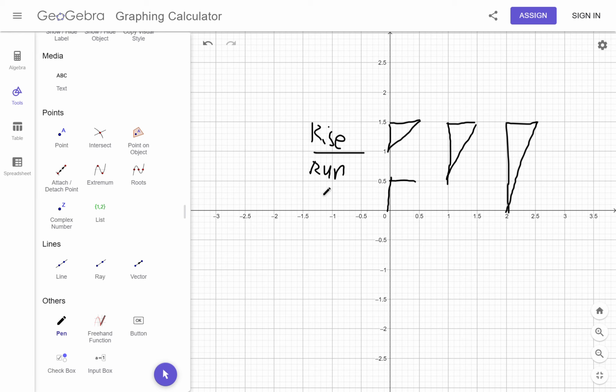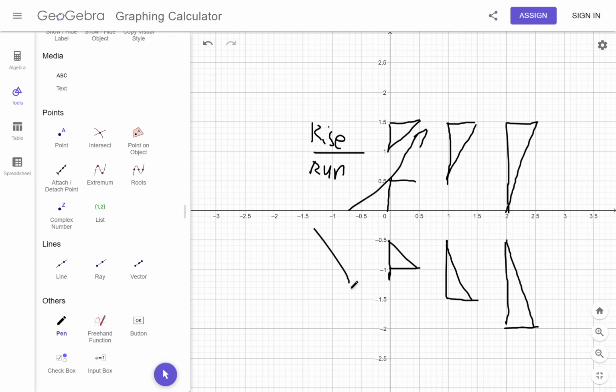Now for negative slopes, it's the same thing, but instead of the rise going up, the rise goes down. So for a slope of -1, we would go down 1 and right 1. So it would look like this. For a slope of -2, we would go down 2 and right 1. That would look like this. And for -3, it would be the same thing. One rule I like to use is that positive slope goes this way and negative slope goes this way.